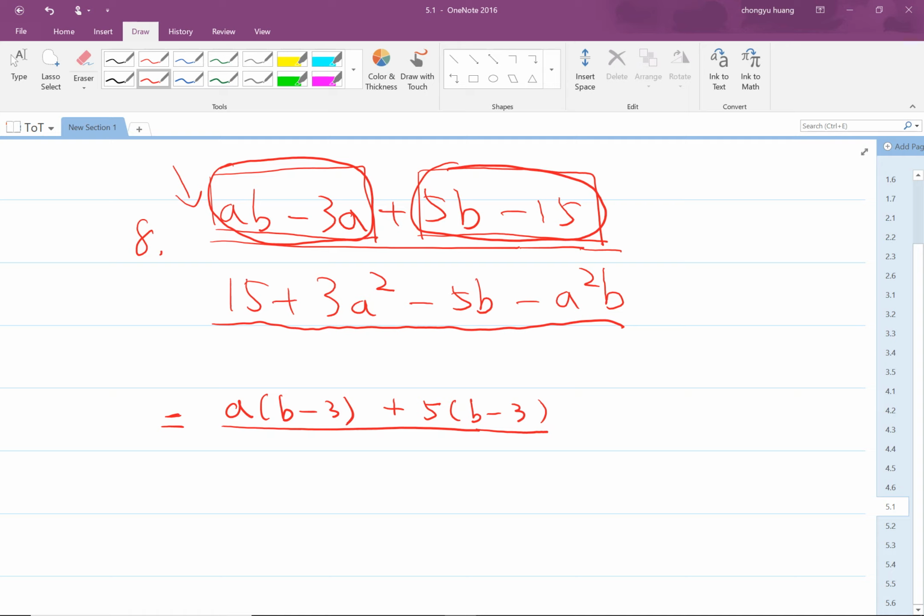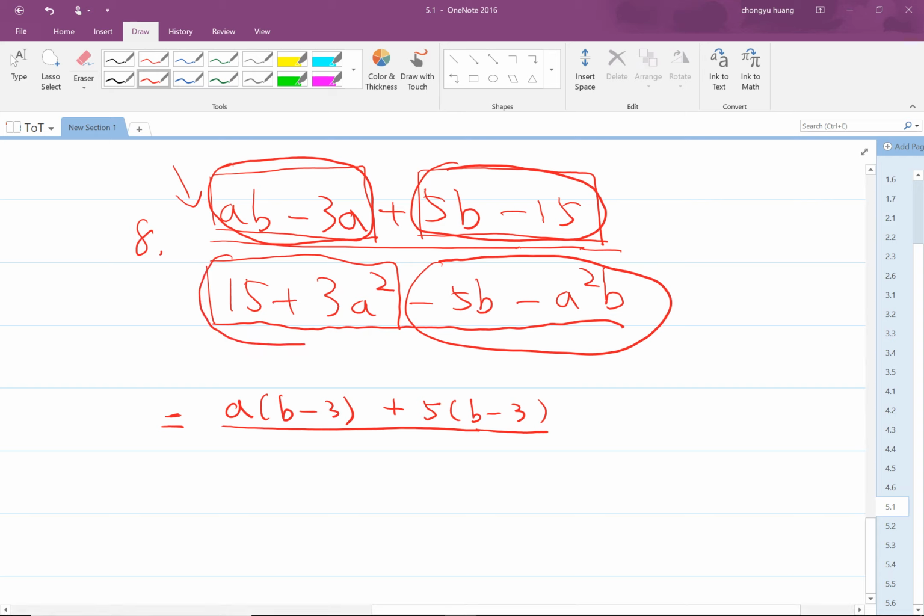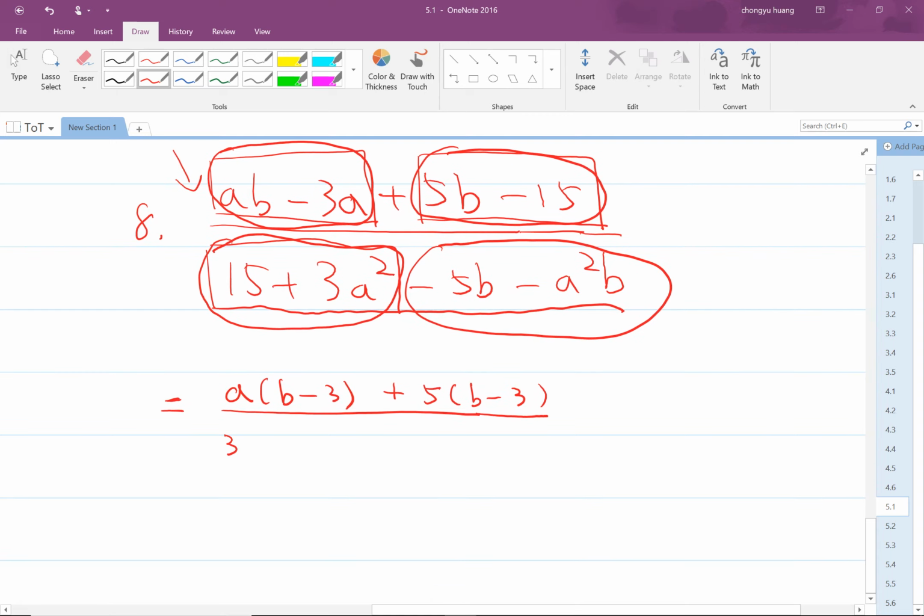So for the denominator, we have to choose those two, and the other two as the two terms. You want to make sure you are actually choosing the right terms in order to factor things out. So the right terms for the denominator are 15 plus 3a squared. You can see we can factor out 3, and that becomes 5 plus a squared, right?